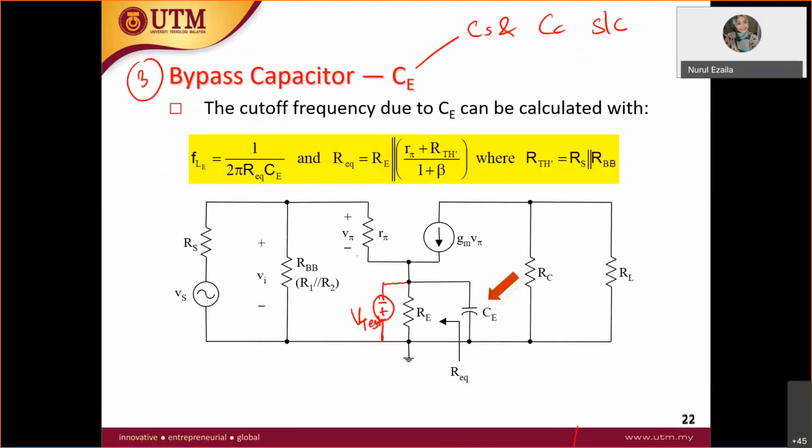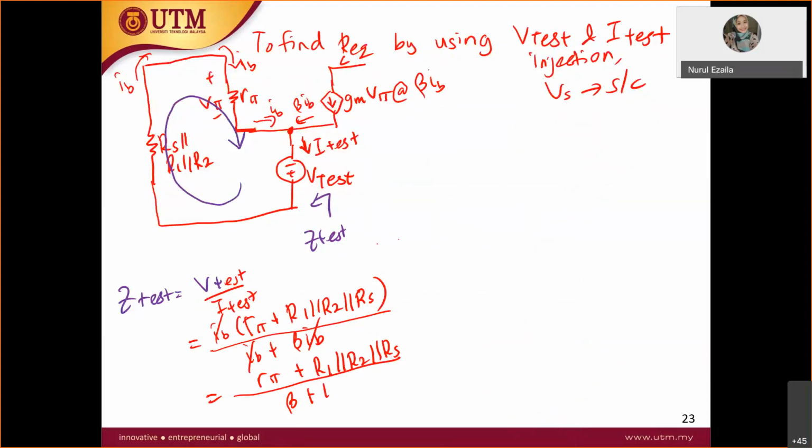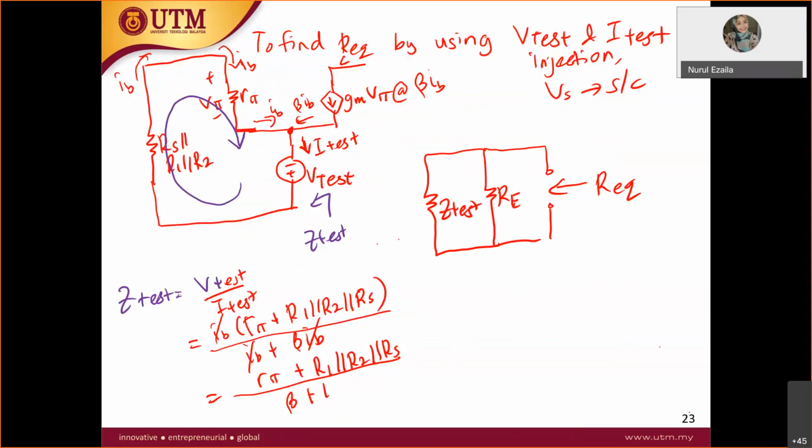So R equivalent, that you can see from here, it is actually equal to, you have RE and Z test. In this case, is it parallel or series? Parallel. Yes, so RE parallel with Z test. That's how they solve it.